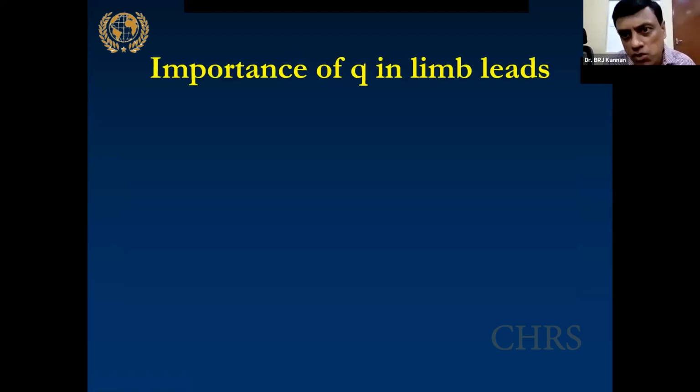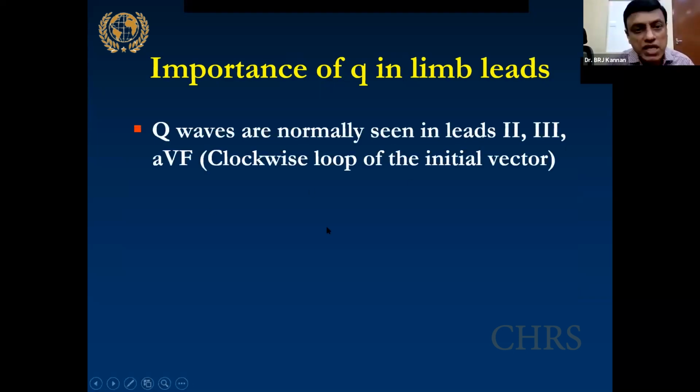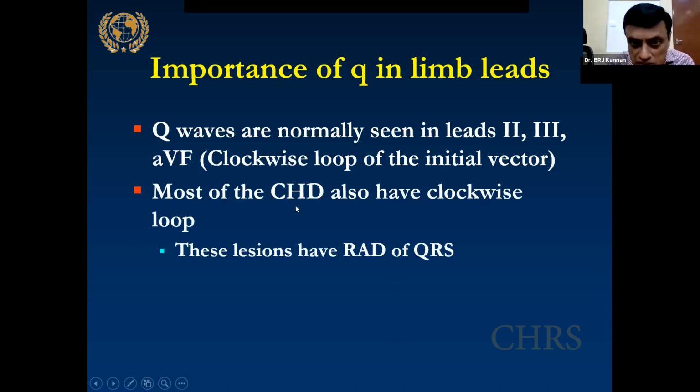So what is the importance of Q in limb leads? Normally you will have small Q waves in limb leads if you have observed. The Q waves are normally seen in leads 2, 3, AVF in children. Please remember, I'm not talking about adults. In children, normally the Q waves are seen in lead 2, 3, AVF. This is because of the clockwise loop of the initial QRS vector. We're not going into the theory, you can read it up. Most of the congenital diseases also have the so-called clockwise loop. So whenever I say clockwise loop, what I mean is there is a small Q wave in 2, 3, AVF. These lesions also will have right axis deviation of the QRS.